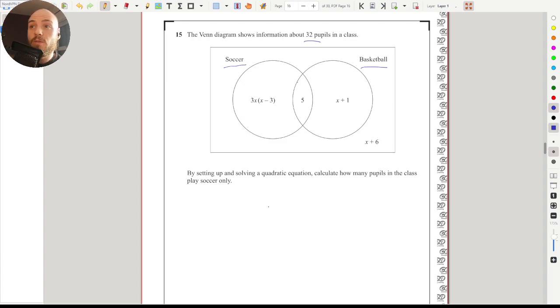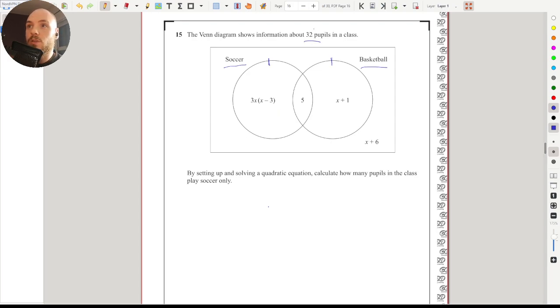The overlap area, the overlap between these two circles: this circle here represents basketball, and this circle here represents soccer. The overlap represents people who play both sports. So essentially it's algebra.